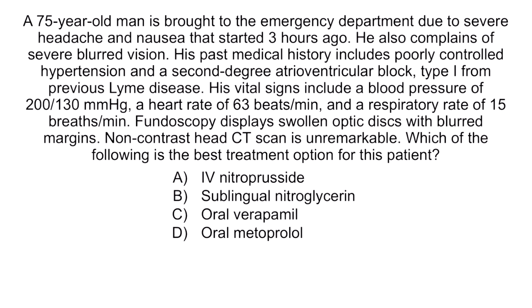Let's discuss why other options are incorrect. Option B, sublingual nitroglycerin, is incorrect because it is typically used to treat angina rather than hypertensive emergency. Option C and D are incorrect because verapamil and metoprolol work mostly on the myocardium rather than the blood vessels. Therefore, they are not the first-line medications for the patient with hypertensive emergency. Additionally, these two medications can exacerbate the patient's atrioventricular block by further slowing down the AV node.